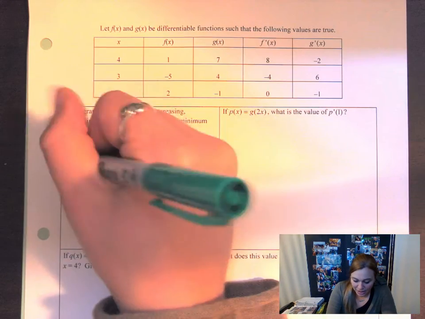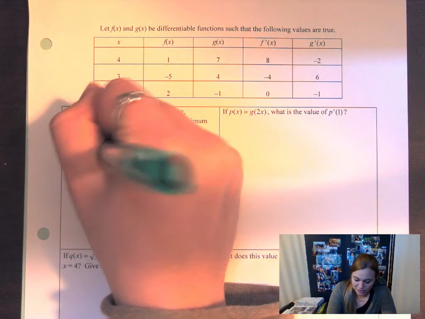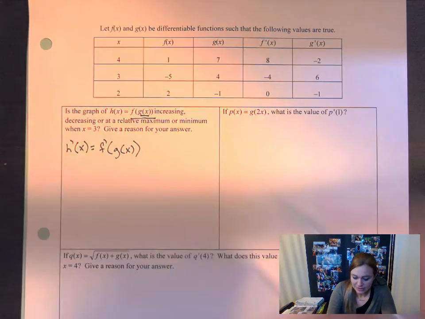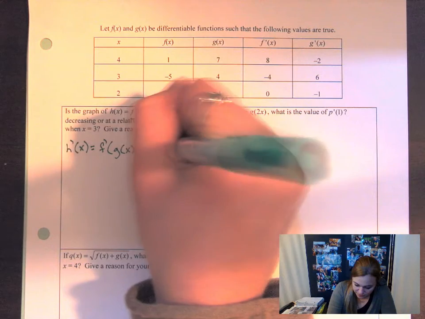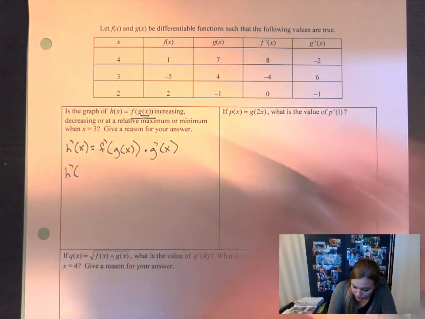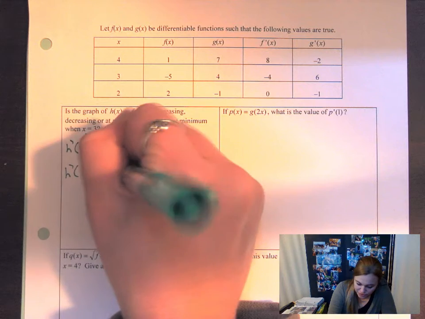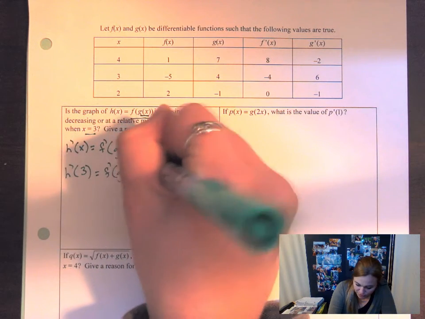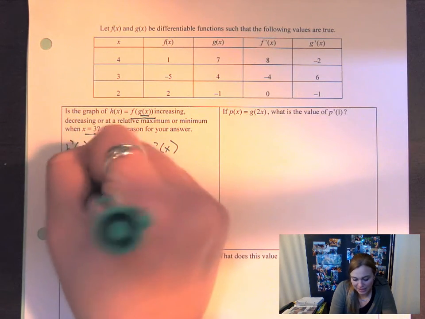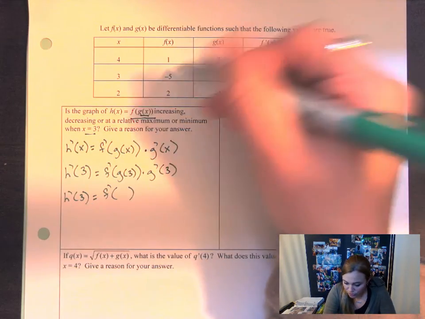But let's just see. H prime of x. This is a function within a function. Wow. So I take the derivative of the outside, leave the inside alone, times the derivative of the inside. Once I do that, I would say h prime of 3 will be f prime of g of 3 times g prime of 3. Whenever you're working with a composite function, you're working from the inside out. So you're going to find out what is g of 3. G of 3 is 4.